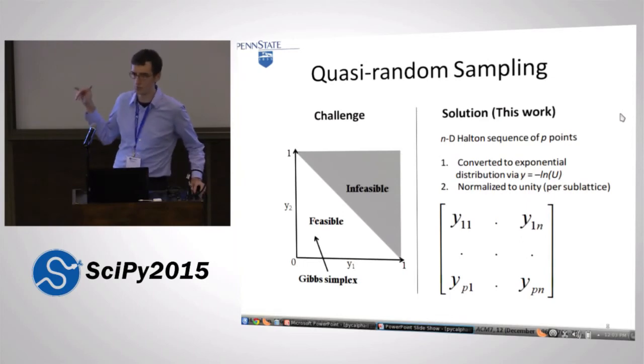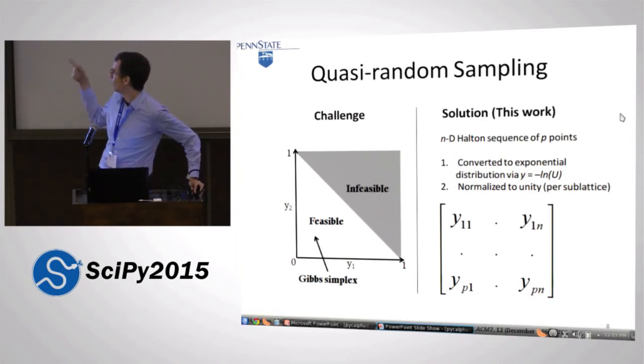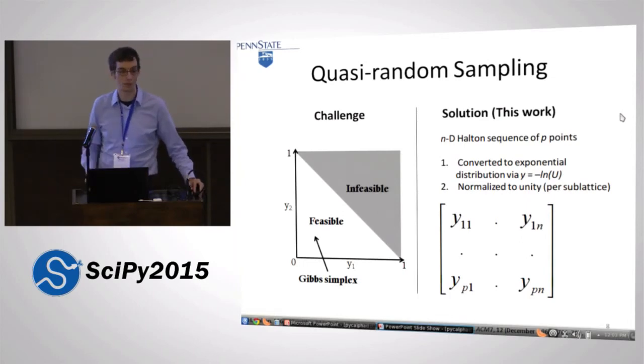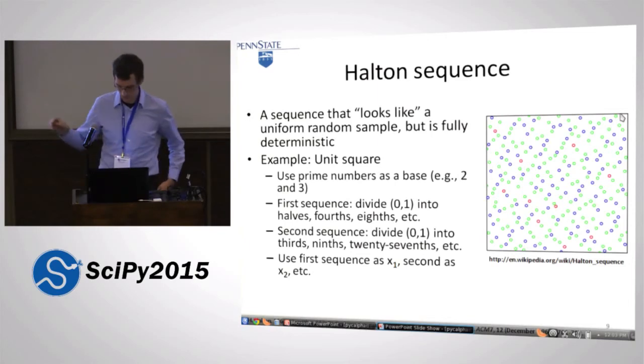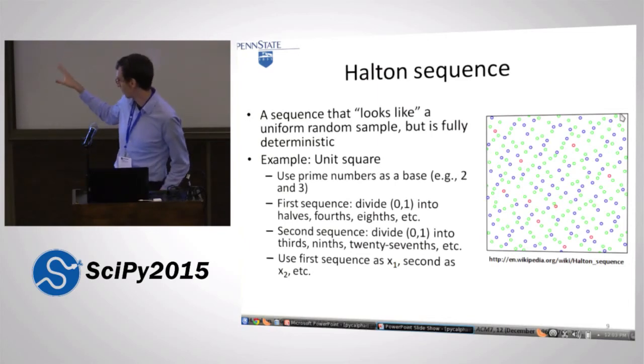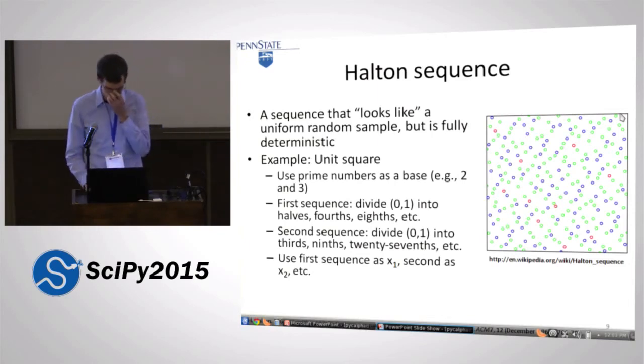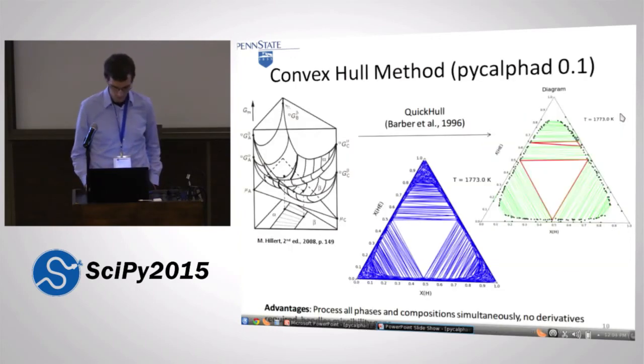But mathematicians have proven that if you add enough points, the Halton sequence will behave uniformly. And so it has this uniform random sample. It's fully deterministic, and it uses prime numbers. You can read more about it on Wikipedia.